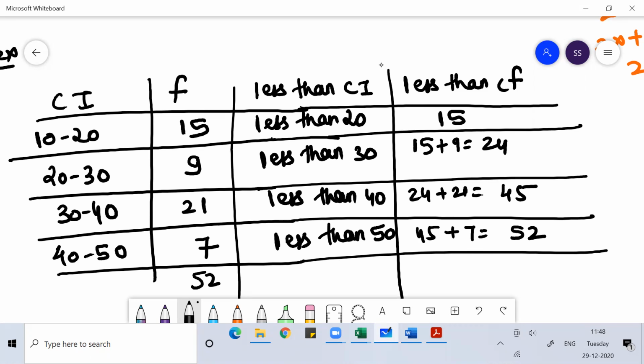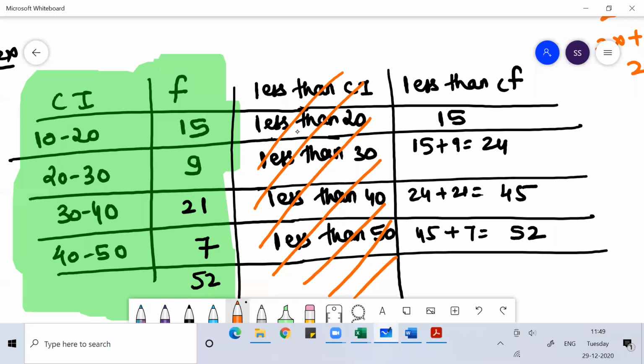So once you get this information, does anyone have any doubt about this much? I guess everyone has understood this. The less than class interval I wrote is not relevant, just because we are doing it for the first time. I'm writing it just for practice, otherwise it does not play any role in the calculation.